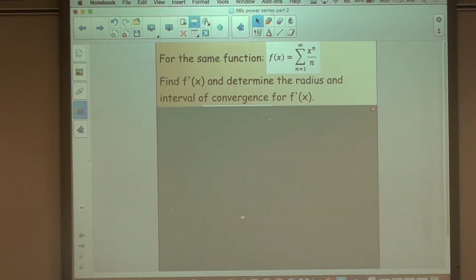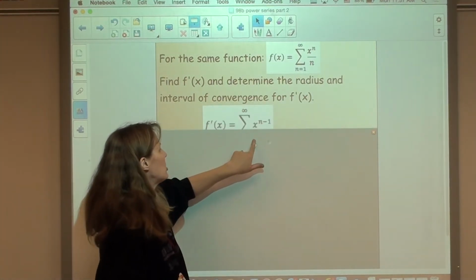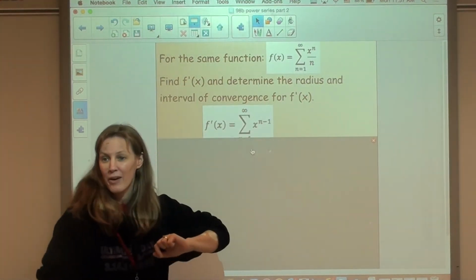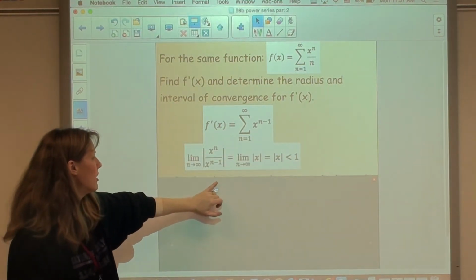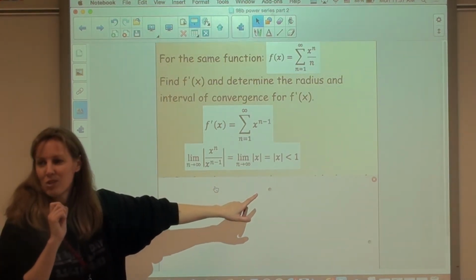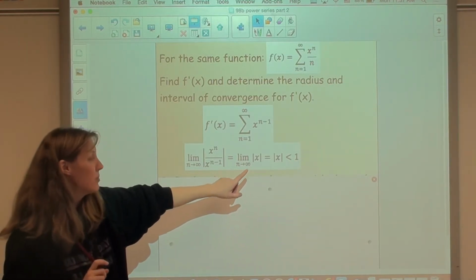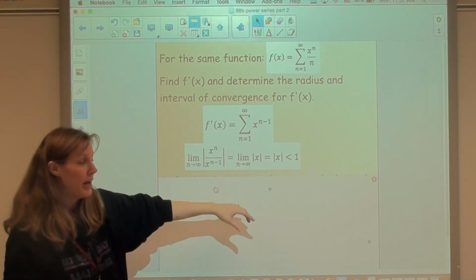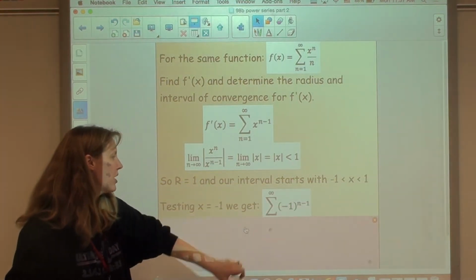Okay, let's get to work on this. F prime, you just get nx to the n minus 1, right? The n's cancel, so F prime is just the sum of x to the n minus 1. How nice is that, right? When you do your convergence, when you do your ratio test, you end up with a radius of 1. And then your interval is -1 to 1. So you test your endpoints.